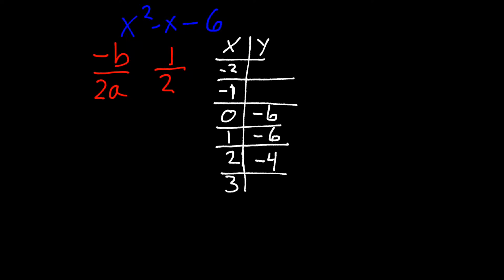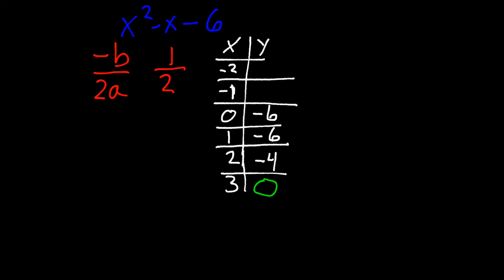If I go to 3, I have 9 minus 3, which is 6, minus 6, which is 0. We've hit pay dirt. This is one of our zeros, 3. Now that we've found the first one, let's go in the other direction to find the second one.